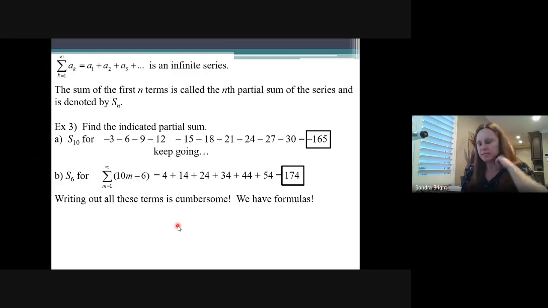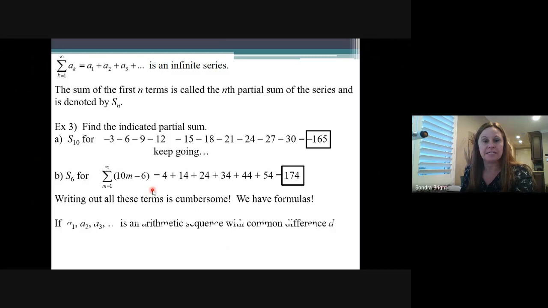So hopefully you notice this is a pain, right? Adding up 10 terms individually, oh my goodness. It can be quite cumbersome, especially what if I asked you to find the 34th partial sum? You have to add up 34 terms. Oh, yeah. So we do have formulas to help us when the series is a special type.